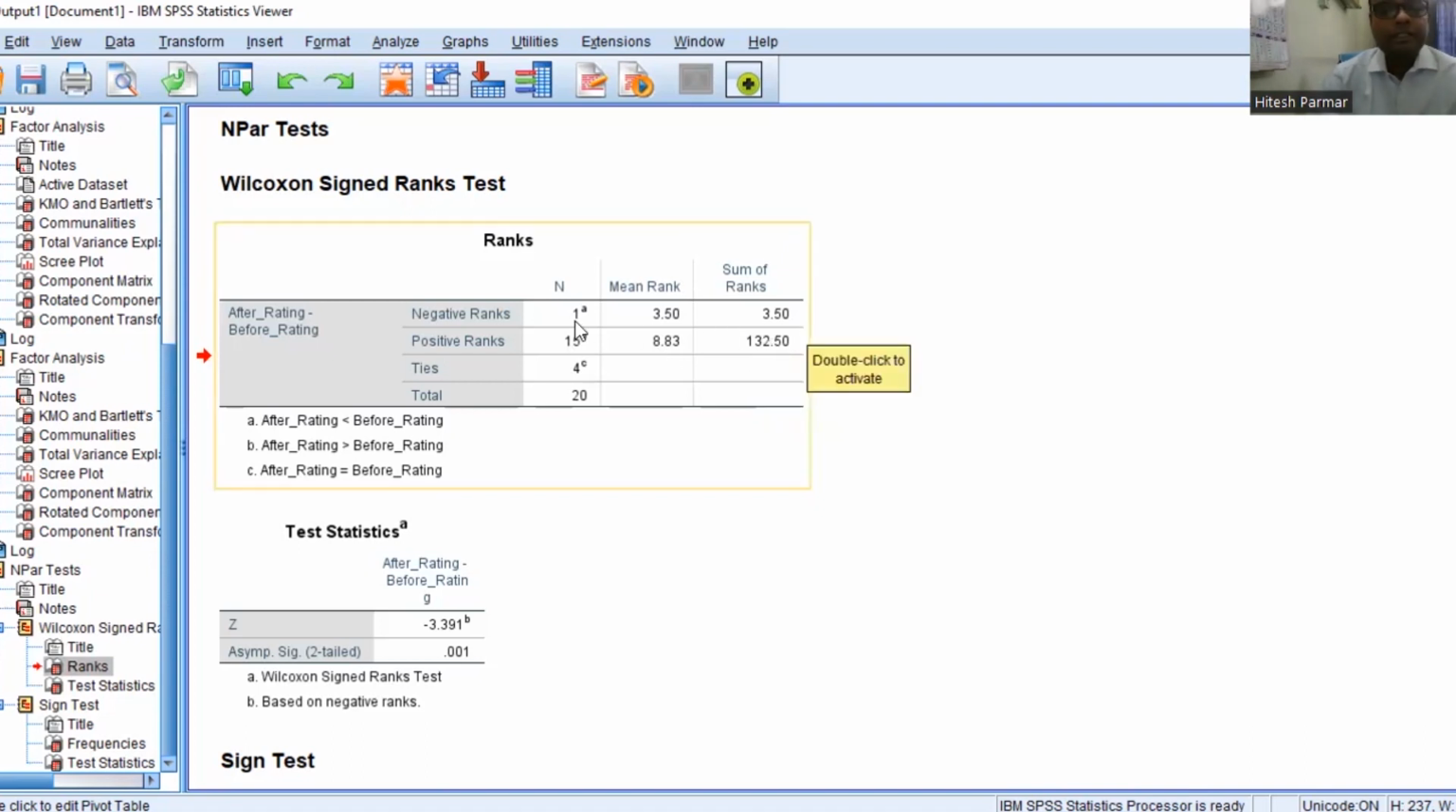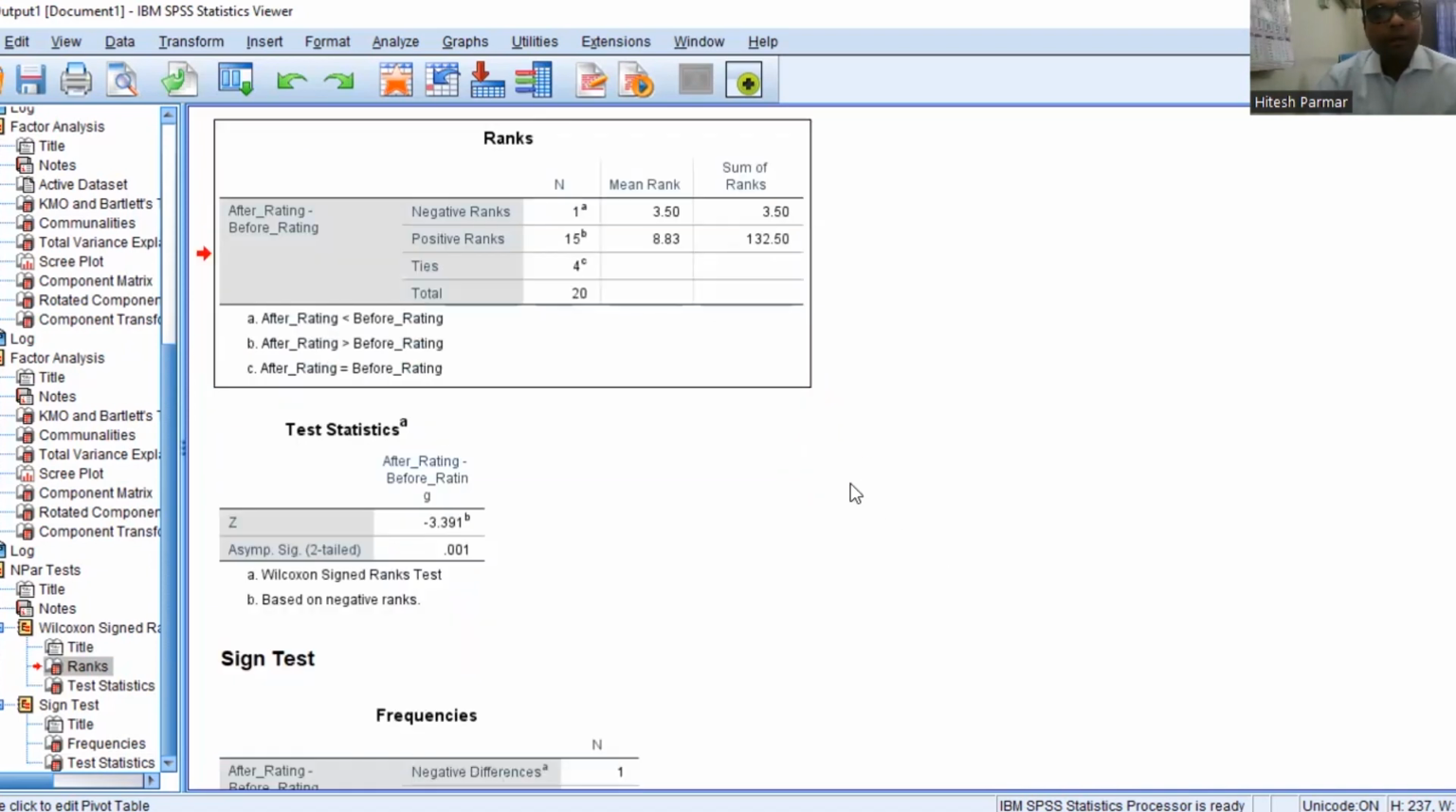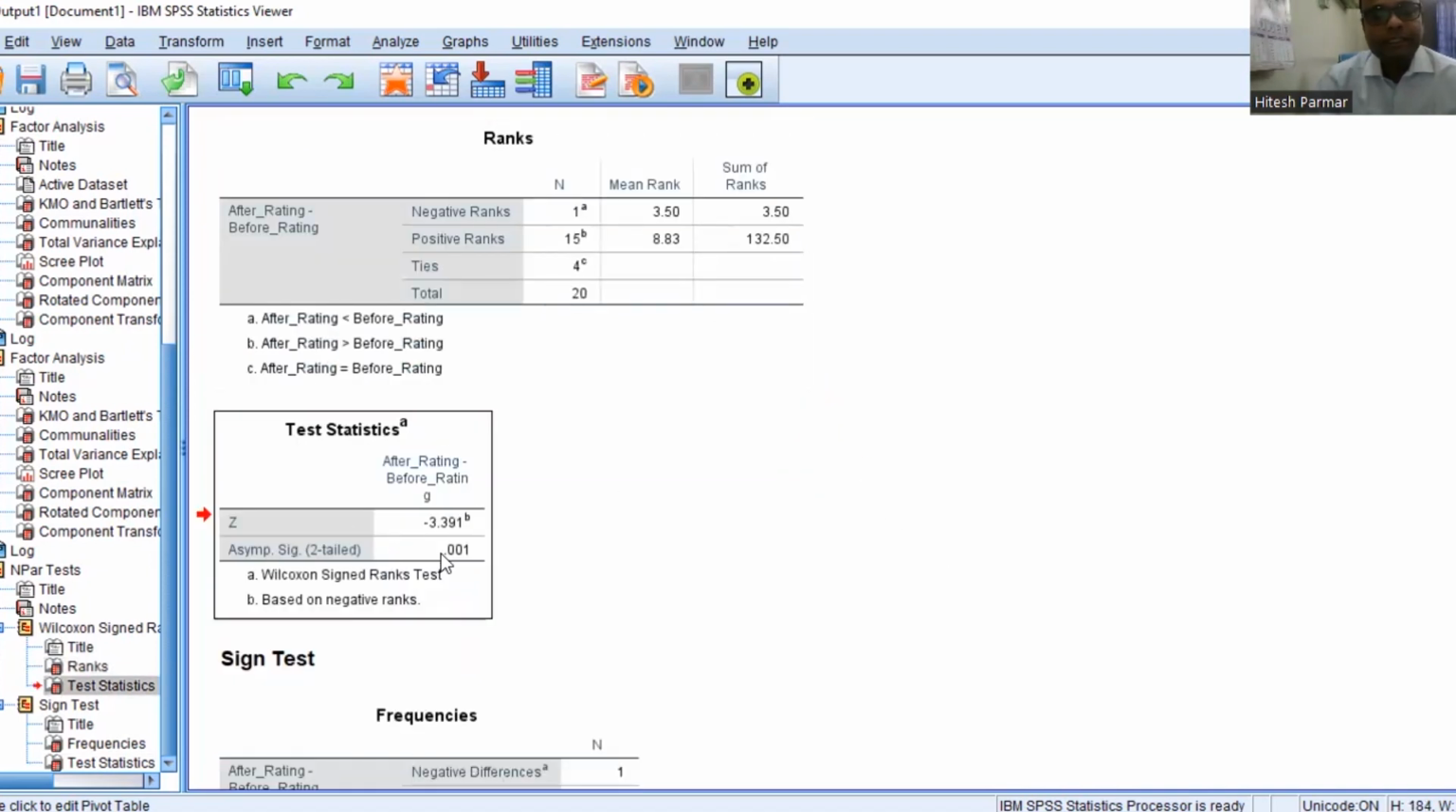And this 3.50, if we divide with their respective sample size, then we'll get 3.51. And this is the p-value 0.001. So in this case also we reject the null hypothesis, and it can be concluded that the difference is significant. Same conclusion you can draw.